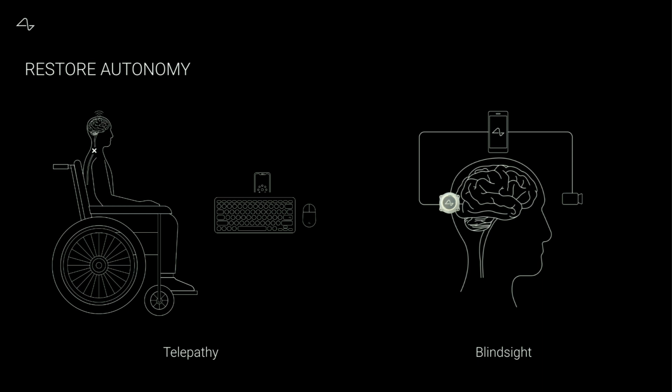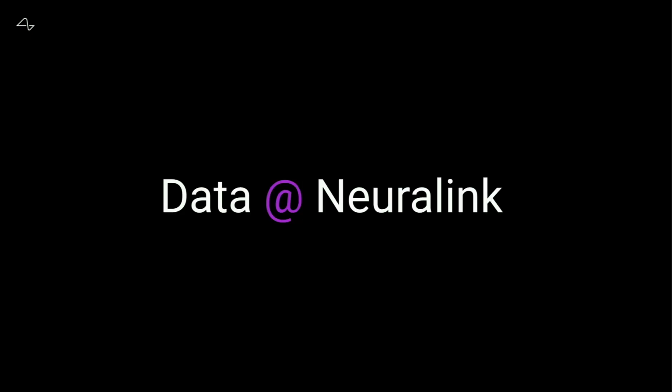Both telepathic control and restoring vision are two applications of this device. And you can imagine, because our brains make up a core part of who we are and what we do, there are many, many, many applications for helping people around the world. So let's talk about data at Neuralink. You can imagine there's a lot of data involved here, right? We have data from the brain, we have data from our devices, and we have a lot of data to manage.